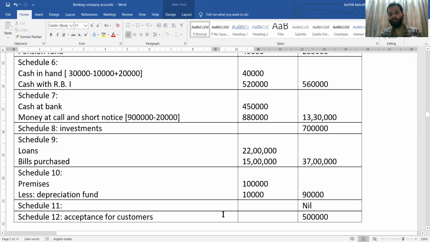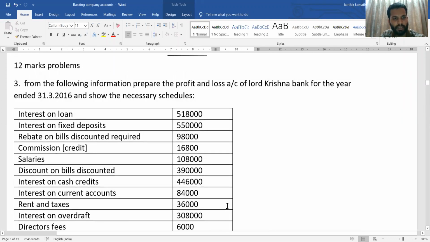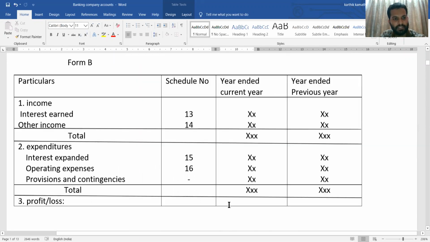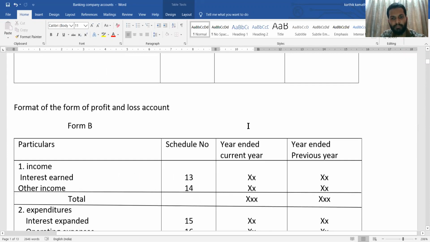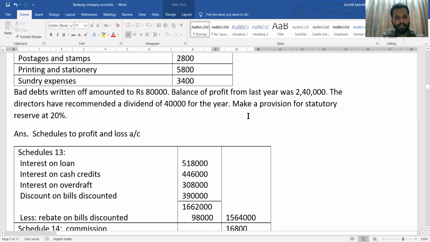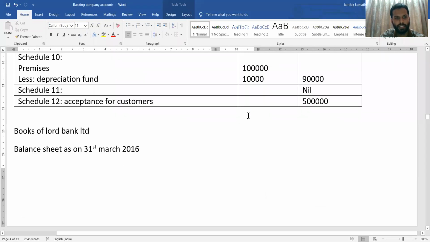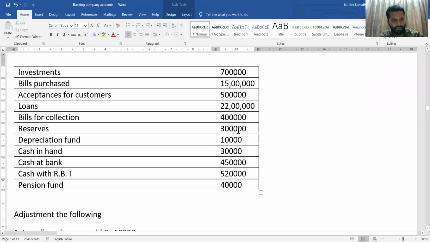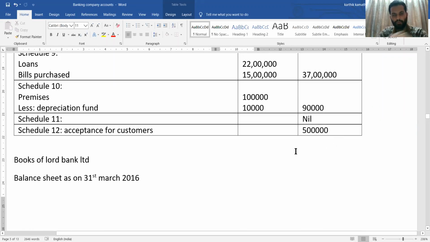Schedule number 12, acceptance for customer. What is our schedule number 12? Once you see the format, schedule number 12 is contingent liability. So under contingent liability, we are going to write that information. What is that information? Schedule number 12, acceptance for customer, that is 5 lakh. It is given in the question, see this information that we have written directly. So this is how we are going to do the working note.